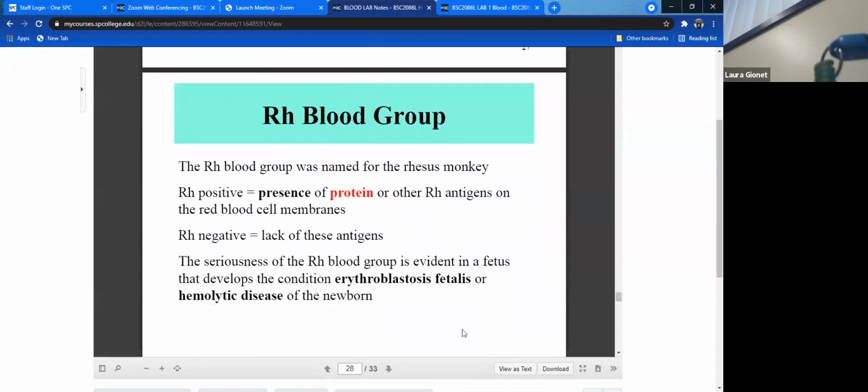Rh blood group was named for the rhesus monkey. Rh positive means the presence of the protein or other Rh antigen on your red blood cell surface. It's called the D antigen, but you can just call it an Rh. If you're Rh positive, it means you have it, which means you're not going to make any Rh antibodies if you have the Rh antigen on your cell surface. If you're Rh negative, though, it means you don't have that antigen.